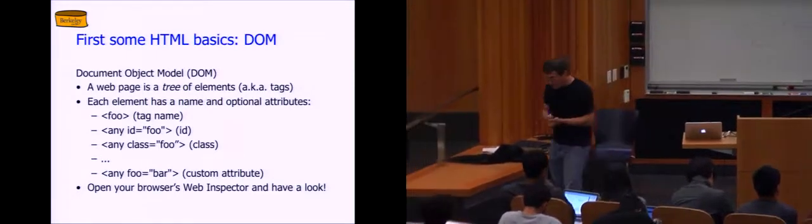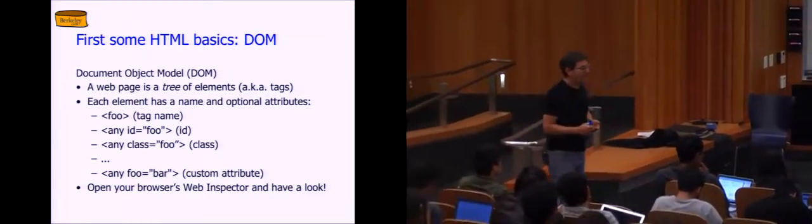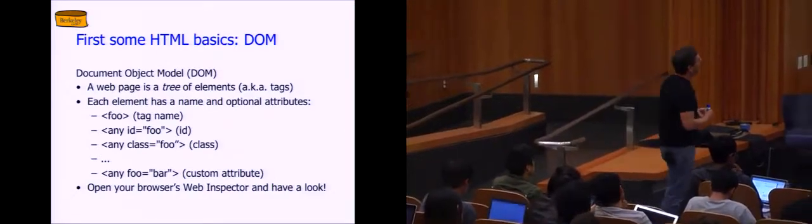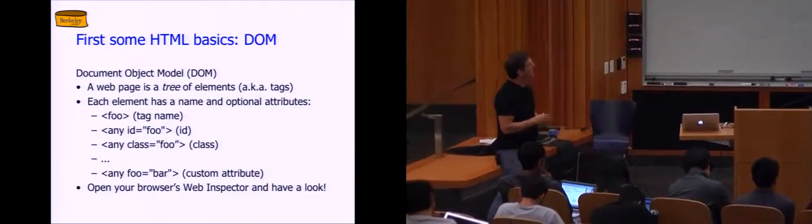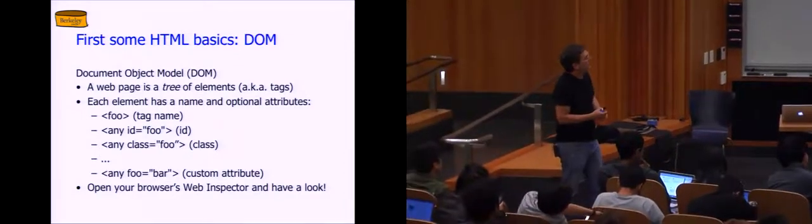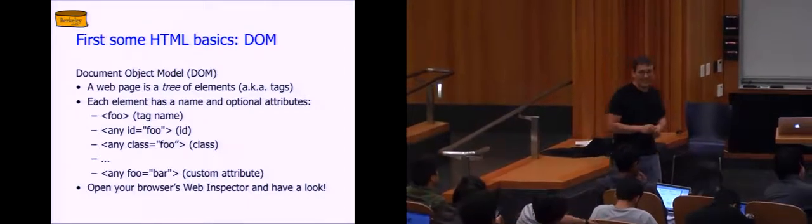All right, before we dig into this, and this is not a full-on tutorial, briefly, some basics about HTML. HTML pages are described in this document object model. What is a web page? It's a tree of elements, also known as tags.